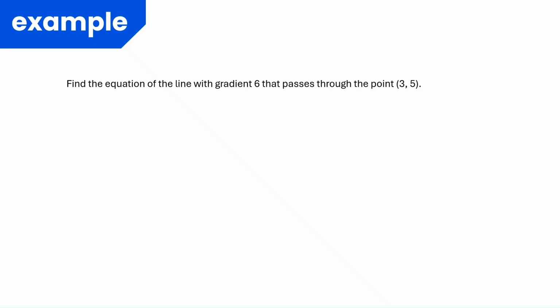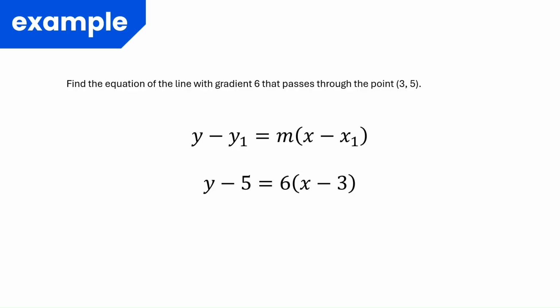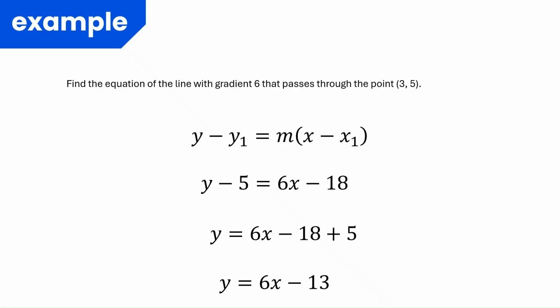Find the equation of the line with gradient 6 that passes through the point 3, 5. So in the exam we could spot that we've been given a gradient and one coordinate only. So we'd think about writing our equation in this form. So into our equation we can plug m equals 6, x1 equals 3 and y1 equals 5. By expanding the bracket and then rearranging, we can get our equation in terms of y equals mx plus c. Our answer will be y equals 6x minus 13.